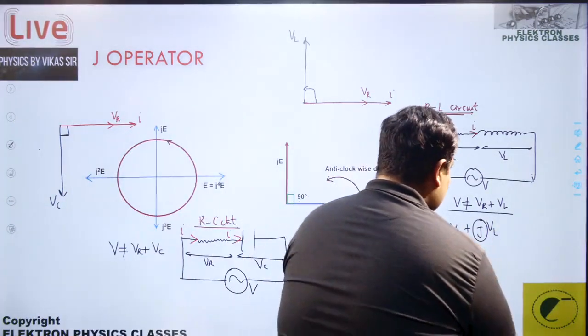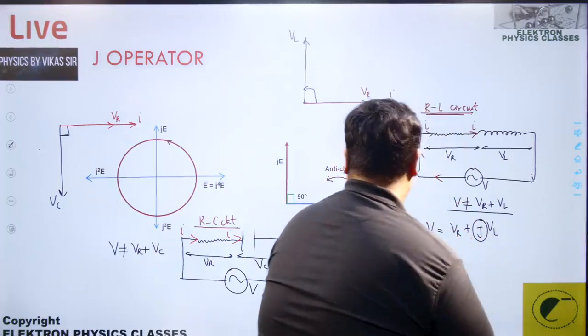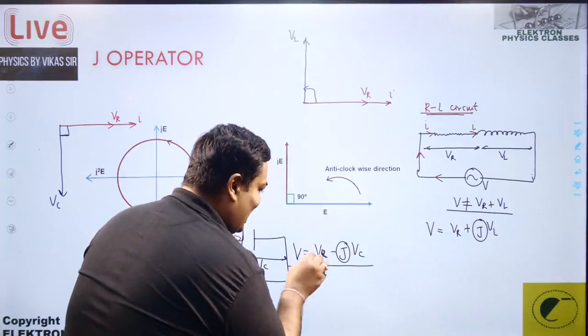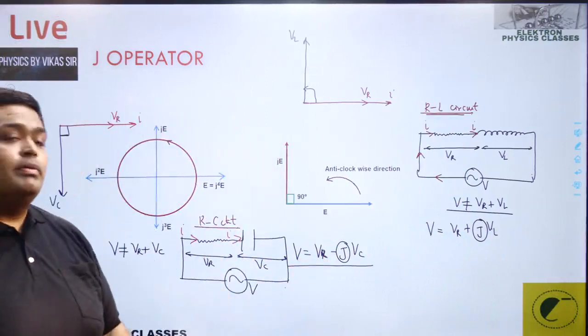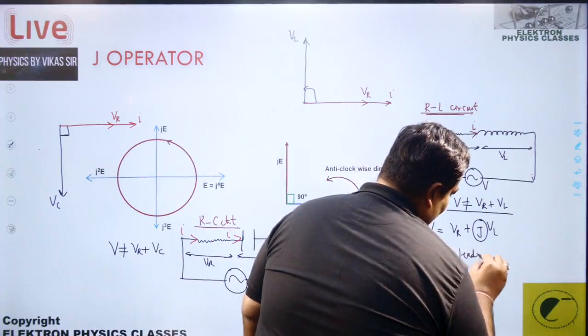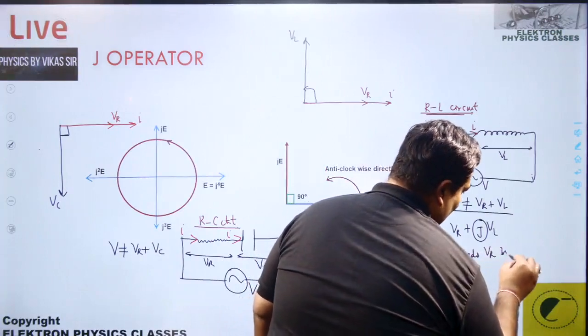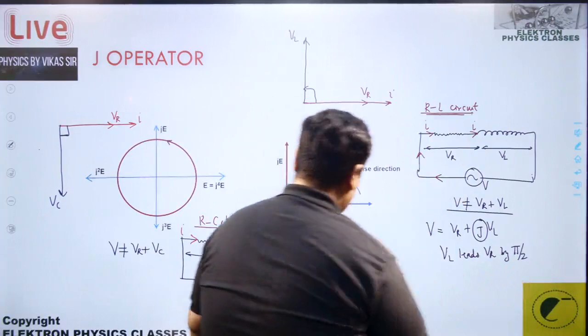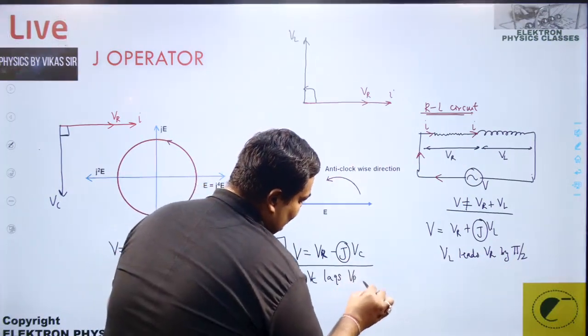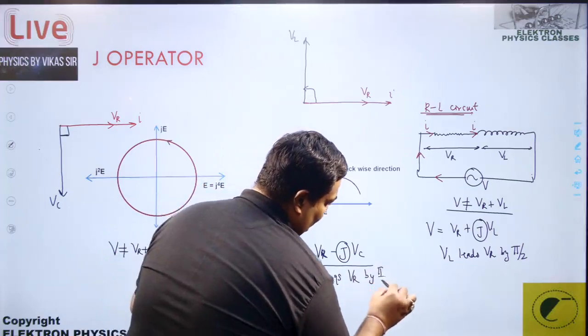So VL leads VR by pi by 2. VC lags because this is minus j. So VC lags VR by pi by 2. We mentioned in this, VL leads VR by pi by 2. And in this, VC lags VR by pi by 2.